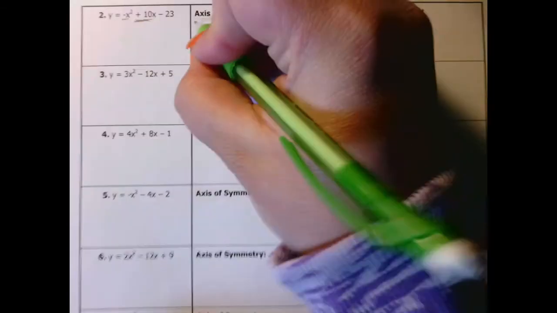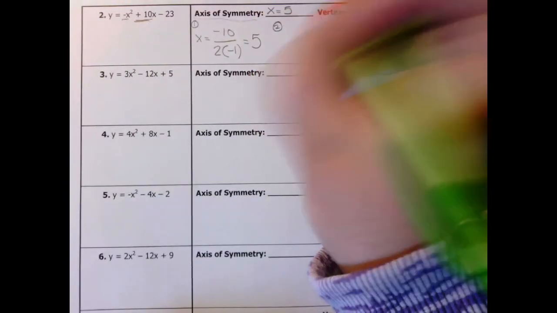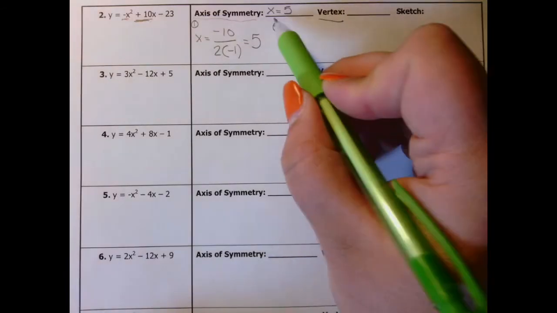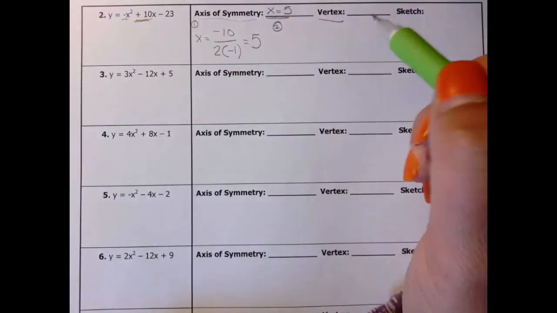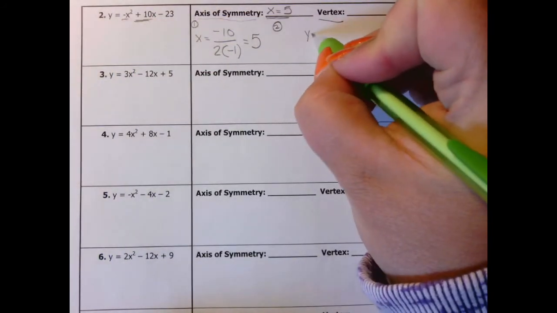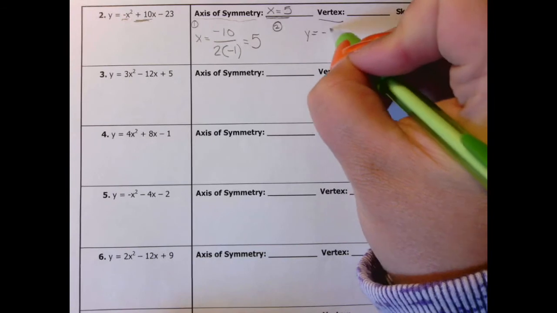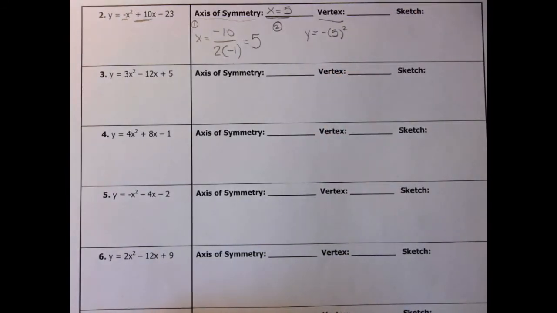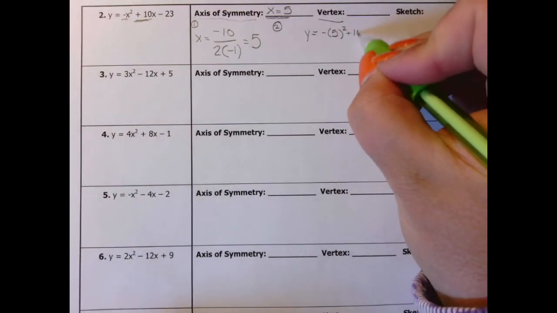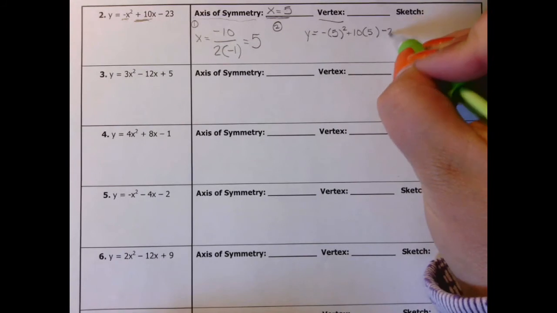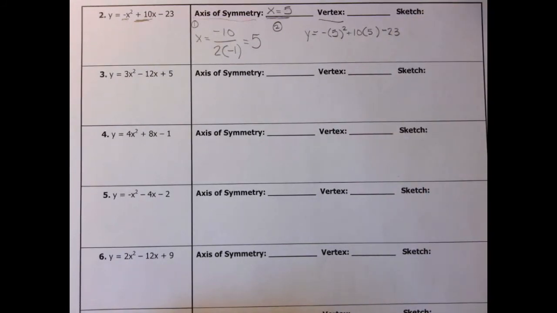Second step, I'm going to go on and figure out my vertex. And in order to figure out our vertex, we take our axis of symmetry, whatever we solve for x, and we're plugging that into our equation for x. So I have y equals -5 squared plus 10 times 5 minus 23. So I'm going to go ahead and solve this.